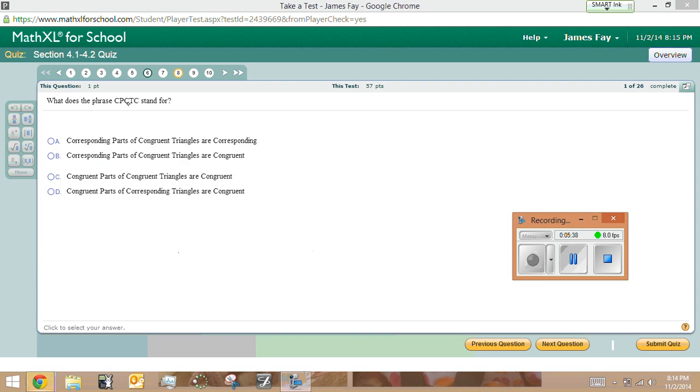What does the phrase CPCTC stand for? Corresponding parts of congruent triangles are congruent. Right there. Corresponding parts of congruent triangles are congruent.